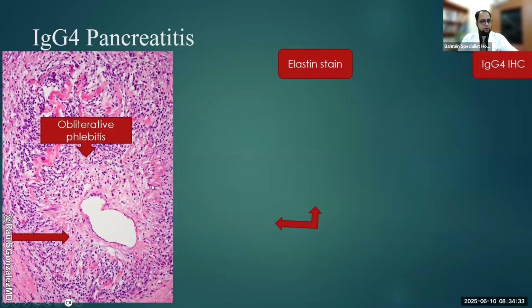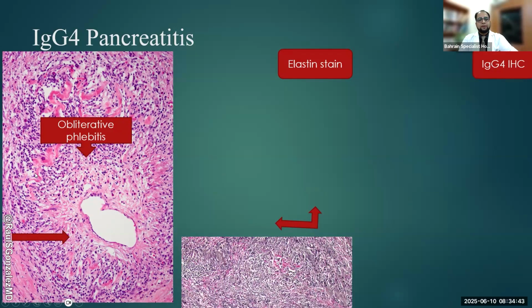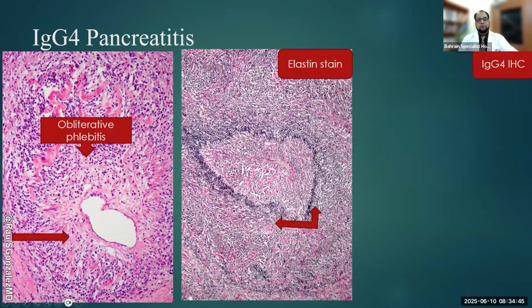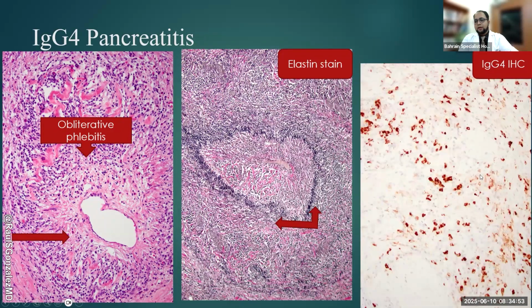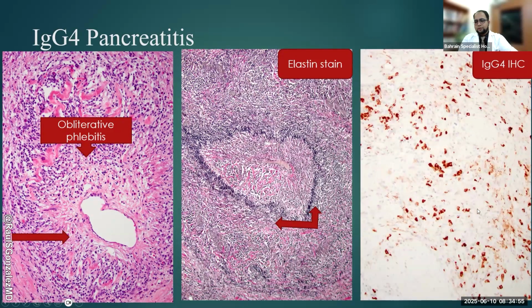So the features of obliterative IgG4 pancreatitis, the classical obliterative phlebitis: we can see the destruction of the vein with the plasma cells and obliteration of the vein lumen, demonstrated on the elastic stain. We are seeing the weakening or destruction of the wall of the vein, and the IgG4 cells showing positivity more than 30%.